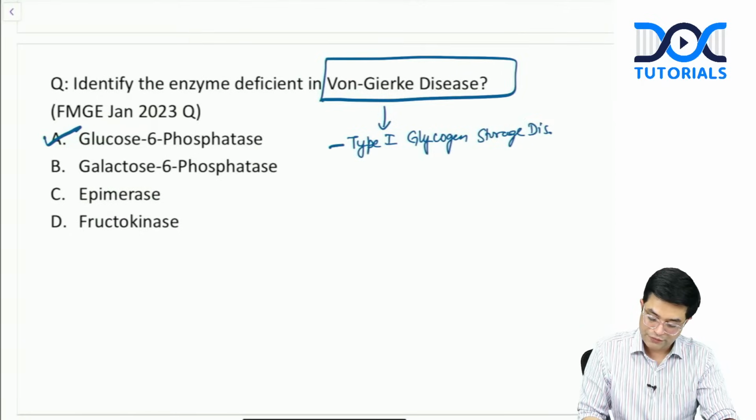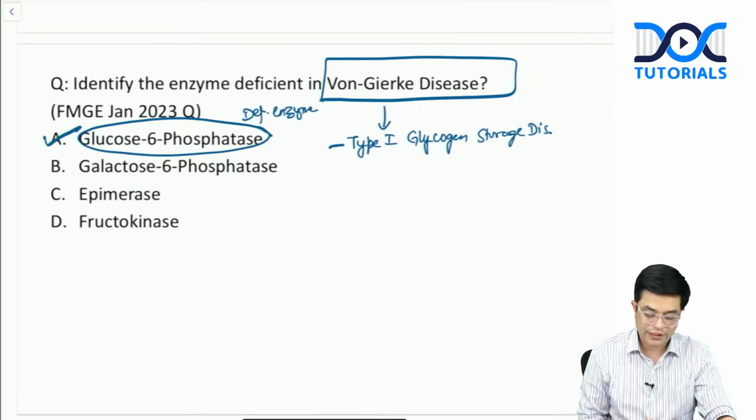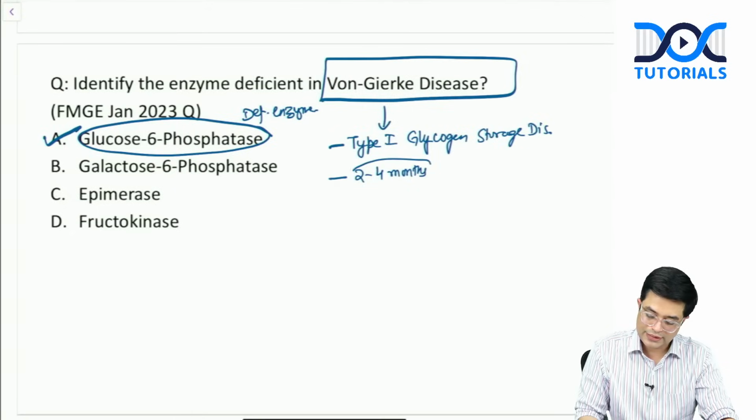Second point, the deficiency of the enzyme. This is the deficient enzyme. So deficient enzyme कौन सा है? It is glucose 6 phosphatase. Third thing, von Gierke's disease. These patients, the age of presentation is 2 to 4 months. 2 to 4 months onwards, the disease comes to presentation.